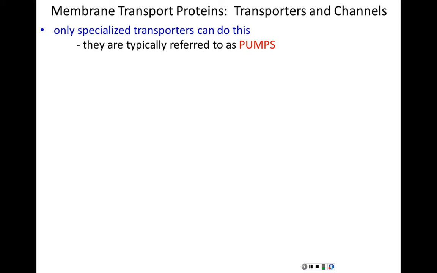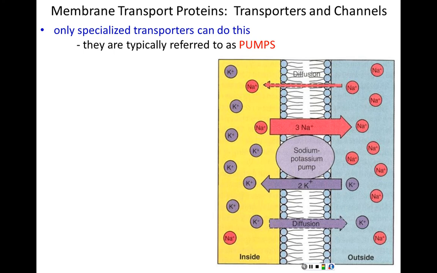Protein pumps move things against their concentration gradients. Protein pumps are responsible for active transport. Here is the sodium-potassium pump. We'll come back to this guy in just a minute, but just take a look at what it's doing. It is moving potassium from outside the cell to inside the cell. Remember, potassium is higher in its concentration inside the cell, and this protein is moving potassium from outside, where it is less concentrated, to inside, where it is more. That is pumping. That takes energy.